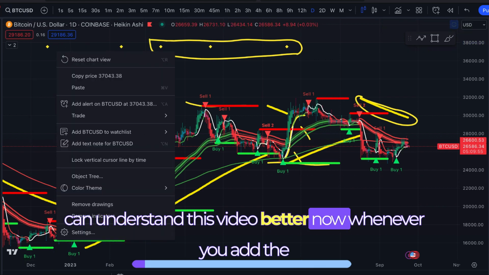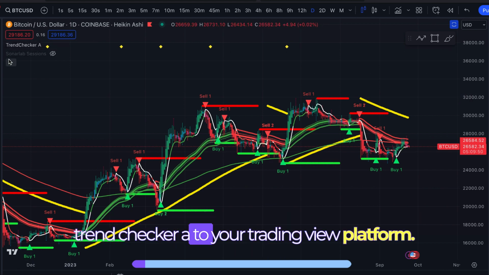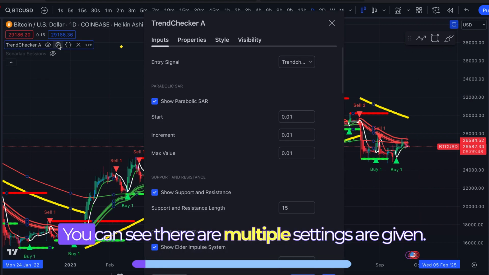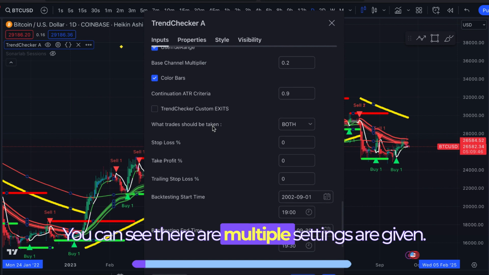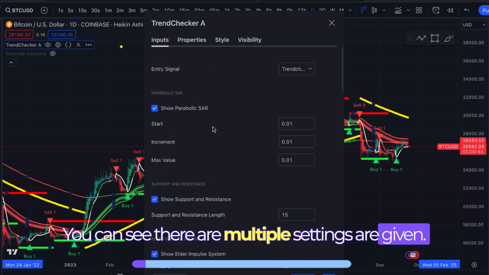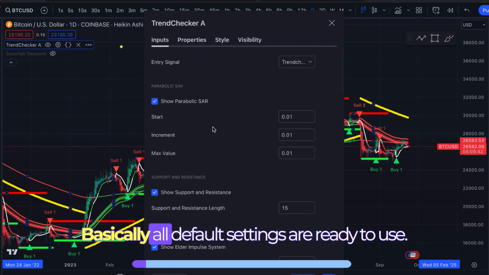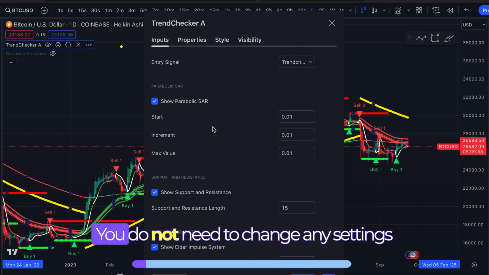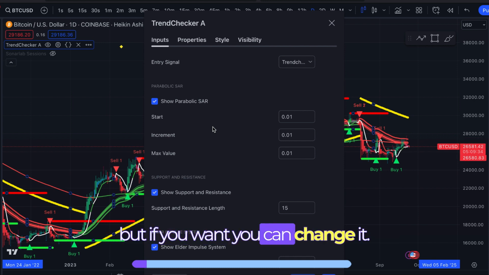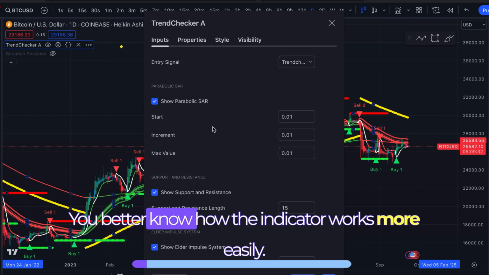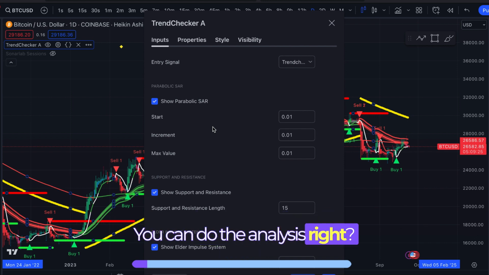Now, whenever you add the Trendchecker A to your TradingView platform, you can see there are multiple settings given. Basically, all default settings are ready to use. You do not need to change any settings, but if you want, you can change them. The better you know how the indicator works, the more easily you can do the analysis, right?